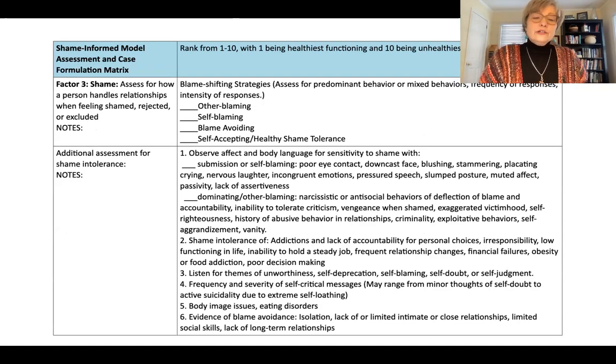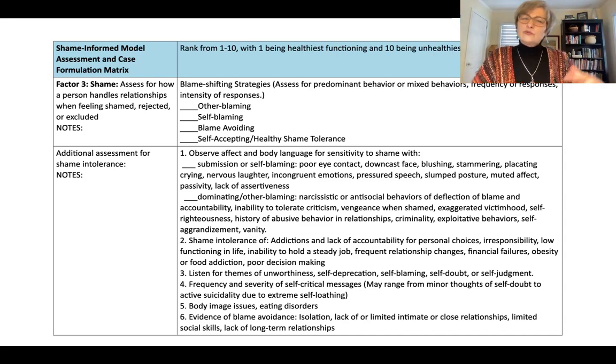Shame is the third factor in our 5-factor model. We want to assess for how a person handles relationships when they feel shamed, rejected, or excluded. We talked in the prior video about these blame shifting strategies. Again, some people have a very predominant style of behaving. Others are more flexible. They might do a little other blaming and a little self-blaming or a little blame avoiding, or they might be generally pretty self-accepting and have a little bit of these other behaviors.